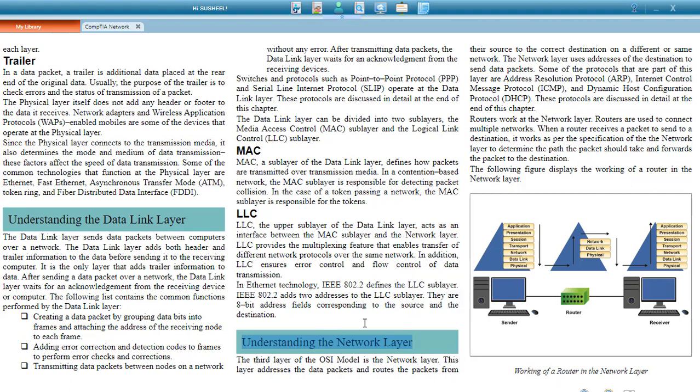Understanding the network layer. The third layer of the OSI model is the network layer. This layer addresses the data packets and routes the packets from their source to the correct destination on a different or same network. The network layer uses addresses of the destination to send data packets. Some of the protocols that are part of this layer are Address Resolution Protocol (ARP), Internet Control Message Protocol (ICMP), and Dynamic Host Configuration Protocol (DHCP). These protocols are discussed in detail at the end of this chapter.